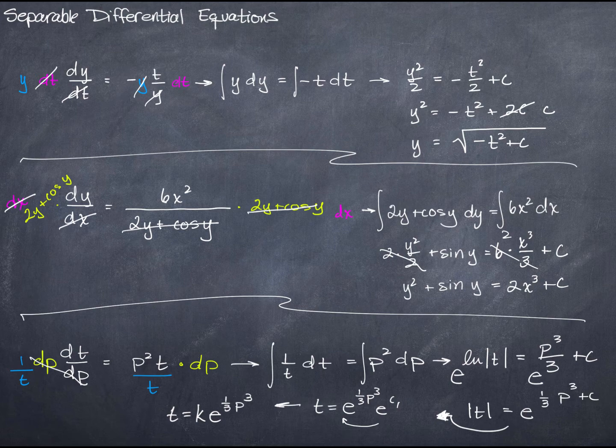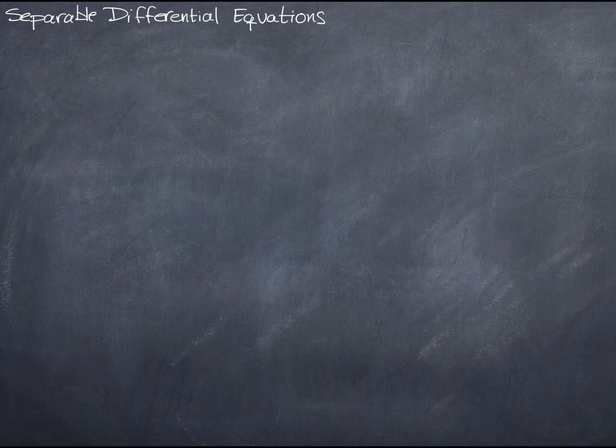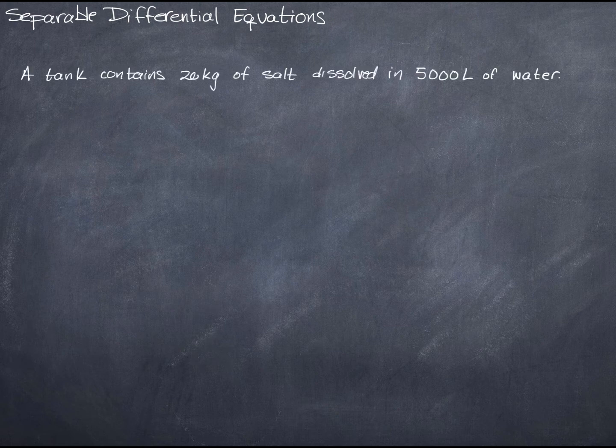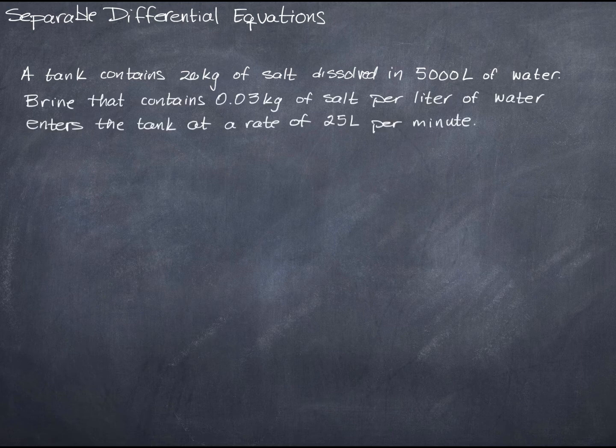Let's take a look at one more on the next screen. We haven't really done any applications yet, so let's take a look at one of those. A tank contains 20 kilograms of salt dissolved in 5,000 liters of water. Another word for salt water is brine. So this next sentence just means that more salt water is being added to this salt water. Salt water, or brine, that contains 0.03 kilograms of salt per liter of water enters the tank at a rate of 25 liters per minute.